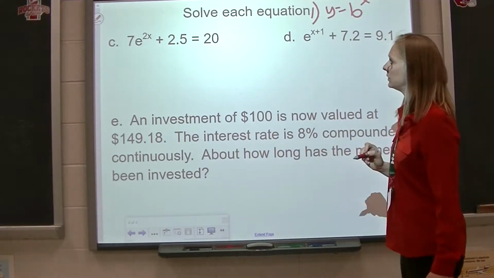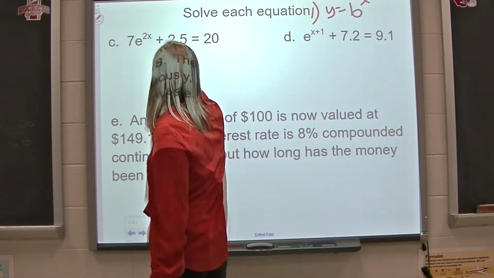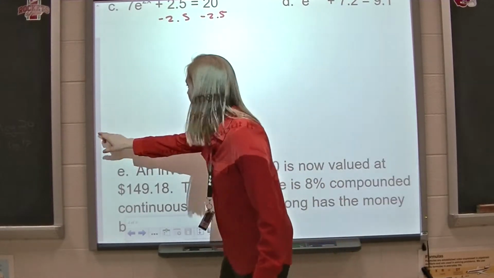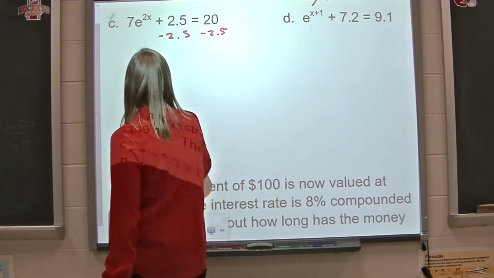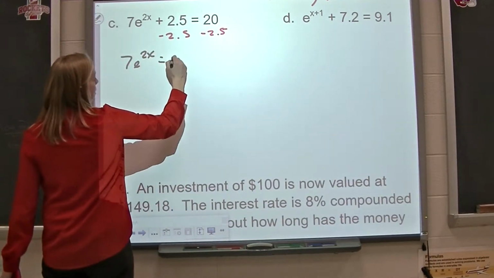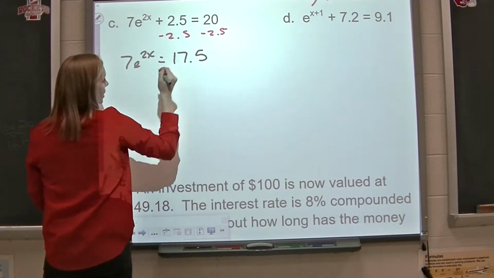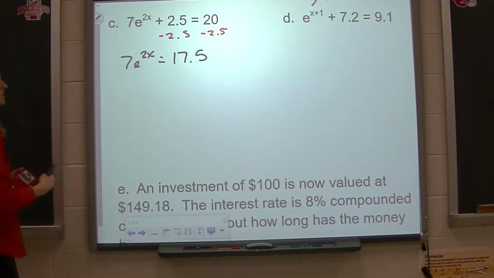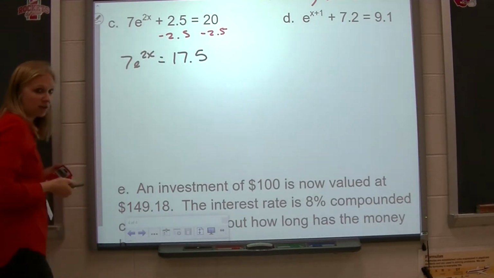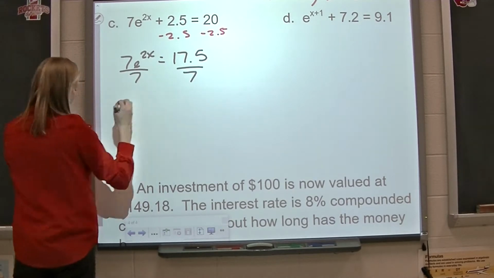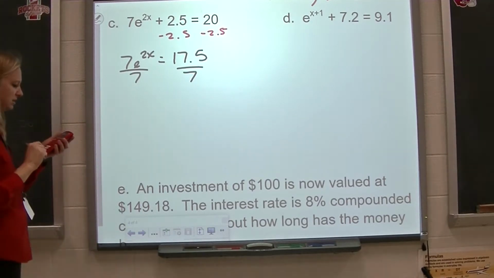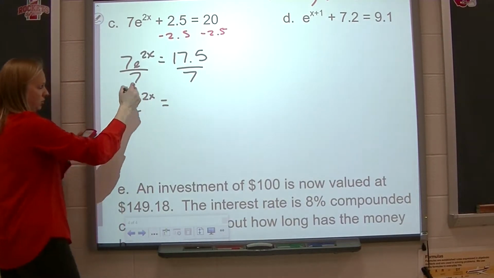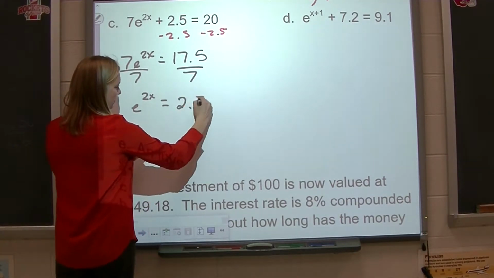That's your first step. So here in this case, we'll have to subtract the 2.5 first. Subtract 2.5, so we'll have 7e to the 2x power equals 17.5. Then you might say, all right, well that's in y equals b to the x form, but actually it's not, because it's a times b to the power of x here. So we have to get rid of this 7 out in front, and 17.5 divided by 7 is 2.5. So we have e to the 2 times x power equals 2.5.